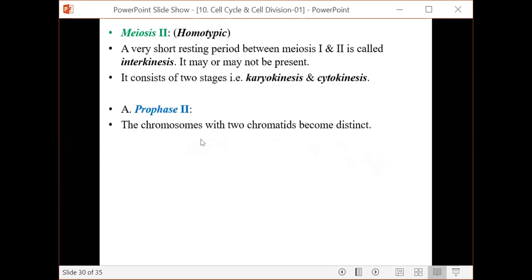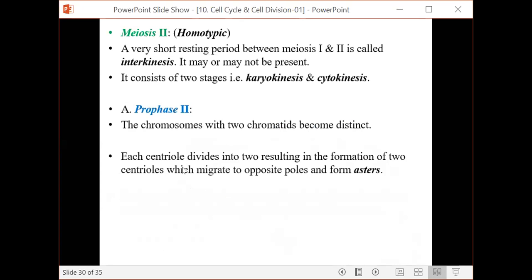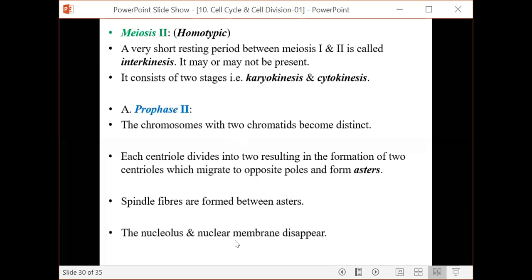In this case, the chromatin condenses again, resulting in formation of chromosomes. Two chromatids become distinct. And the centriole divides into two, resulting in formation of two centrioles. The centriole is replicating because we need the two opposite polar ends which will attach to the centromere and separate the chromosome. So the centriole will divide and migrate to the opposite pole, resulting in formation of aster and spindle fibers, which will attach to the centromere. And the nucleolus and nuclear membrane disappear.